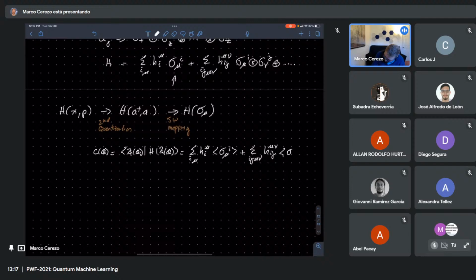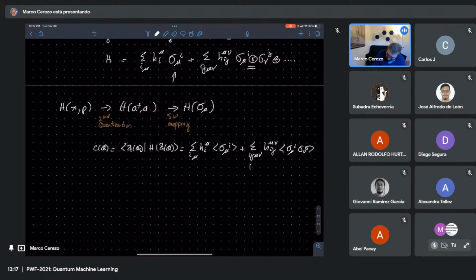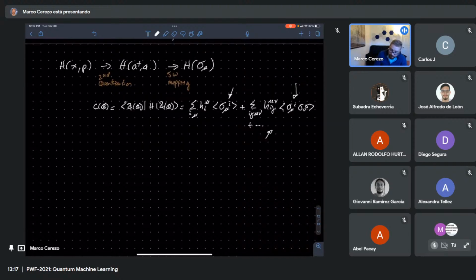Expectation value sigma mu I, sigma mu j. I'm not going to use this notation anymore, to save some time, and plus all the different terms. So in my quantum computer, I just prepare my quantum state, I compute all of those expectation values, and then I just put them together to form this cost function that we have right here.